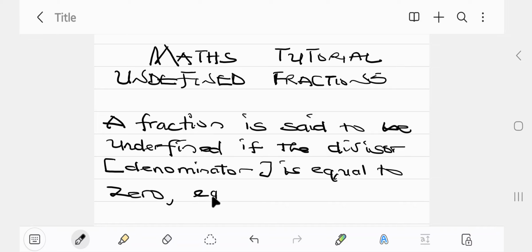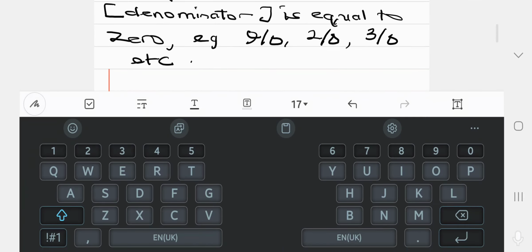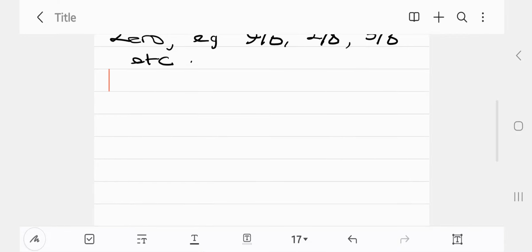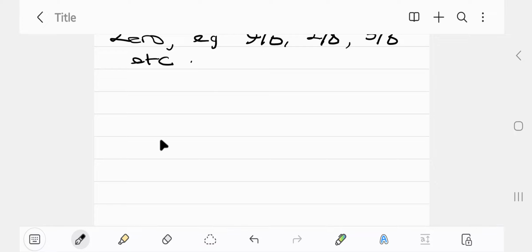That is to say, if you have 9 over 0, 2 over 0, and 3 over 0, and the rest of that. So the corresponding result of this is supposed to give you an indeterminate value, right? So we'll just pick one example and solve here. Let's pick an example and solve.